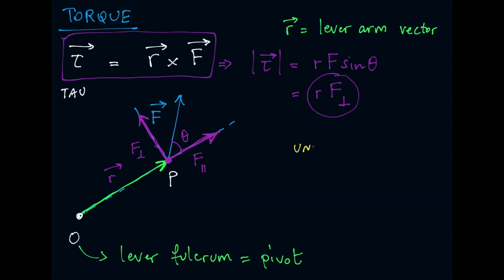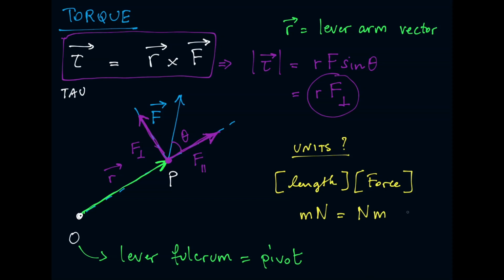Now, what about the units that torque is measured in? Well, it's the units of length times the units of a force. So if we're talking about SI units, this would be meter times Newton, which we're more used to seeing as Newton times meter, and we used to call this joule. It's the same for energy.